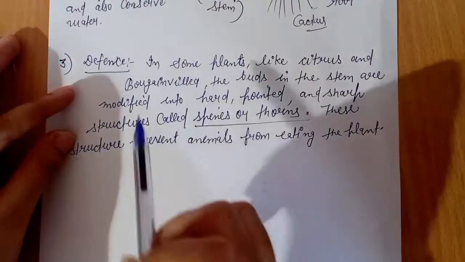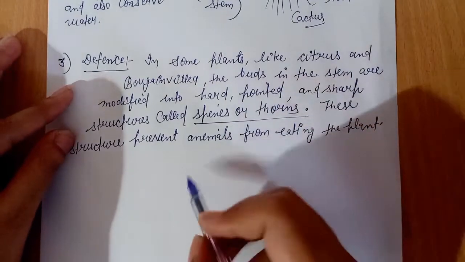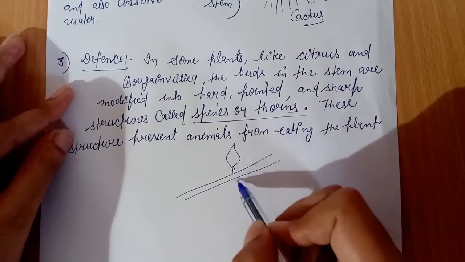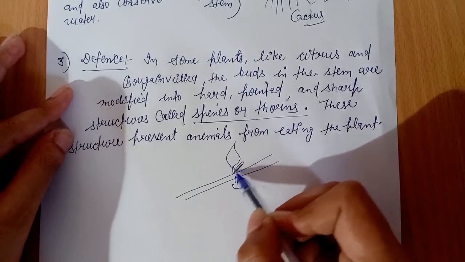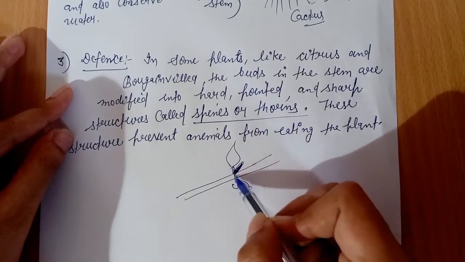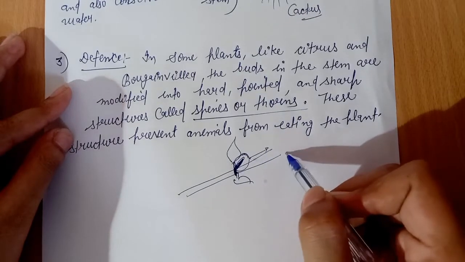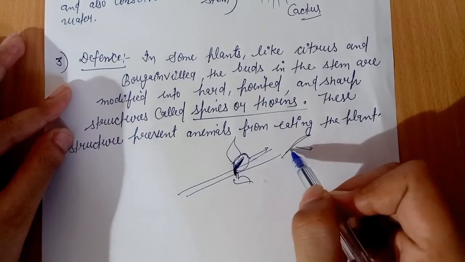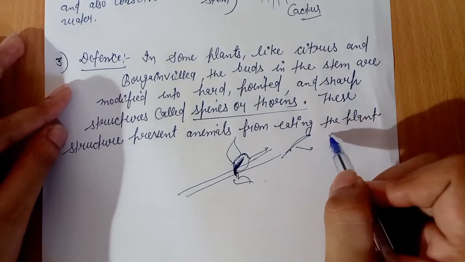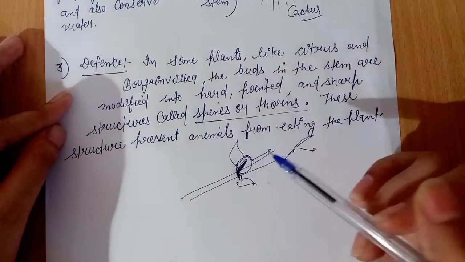The next modification of stem is defense. In some plants like citrus and bougainvillea, the buds on the stem, such as this stem and these leaf regions, the buds attached at the node region where the leaf is attached, are converted into spine shape. Because of having spines, they can protect themselves from being eaten by other animals. So this is the defense mechanism found in citrus and bougainvillea plants.